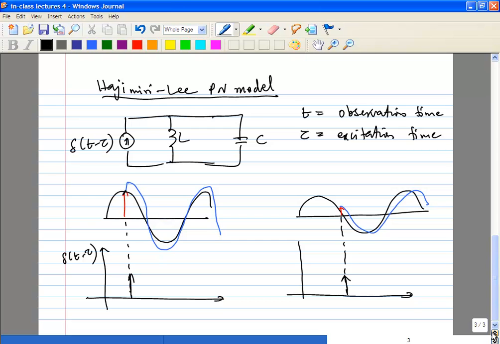Sir, why are you considering only the zero crossing? Even if the pulse is slightly near the zero crossing, it will change the phase. Yeah, so these are just the two extremes. Finally, when you build the noise model, you're going to take into account noise injected at all times, because in reality noise is being injected into the tank at all times, definitely.